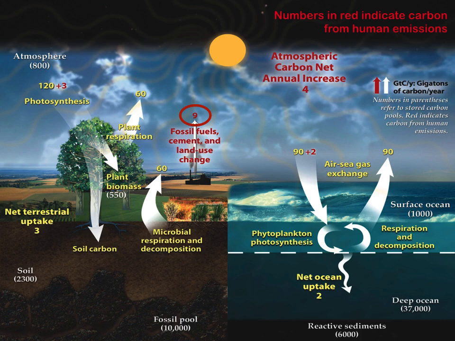The numbers in red are carbon from human emissions, and so fossil fuels, circled in red there, are adding 9 gigatons per year of carbon to the atmosphere. Now some of that is being absorbed by biological organisms. Photosynthetic autotrophs are absorbing about 3 gigatons of those 9 that are introduced into the atmosphere from fossil fuel combustion. And the oceans are also absorbing some of that, about 2 gigatons per year. But not all of it is being absorbed by autotrophs or the oceans, and so we're seeing a net increase of about 4 gigatons of carbon per year into the atmosphere, and of course that's the source of the increasing carbon dioxide in the atmosphere.